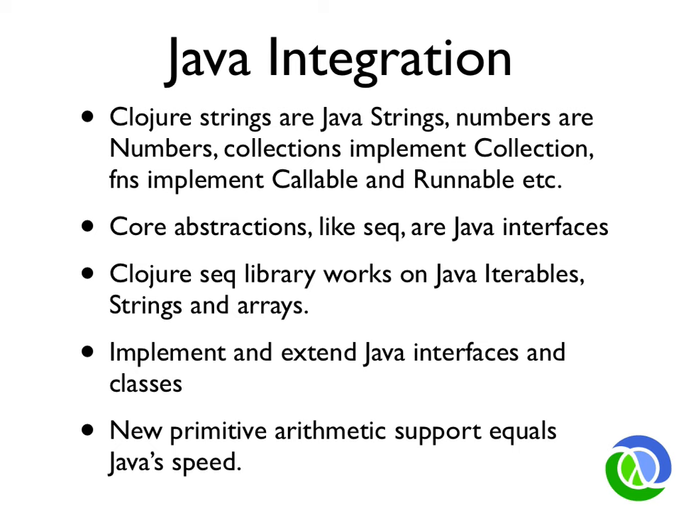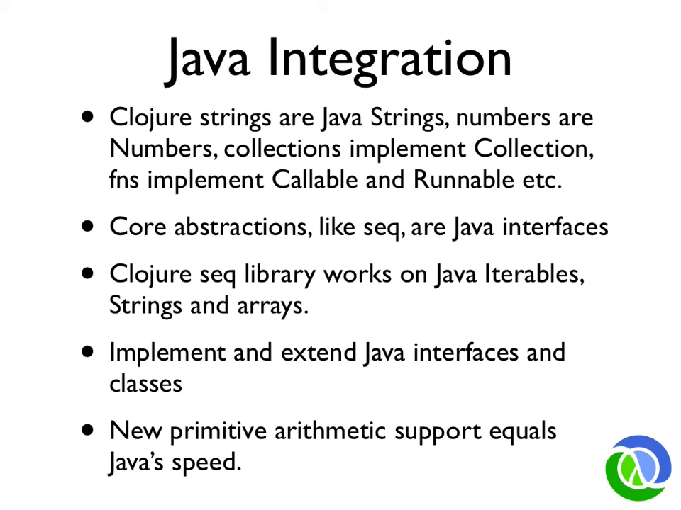At a higher level, the integration with Java is very good. I said before, Clojure strings are Java strings. The numbers are big N numbers. The collections all implement Collection. The collection library in Java is particularly good. And one of the nice things about it is that they defined as optional all of the non-read-only functions of the collection interface. So Clojure implements the read-only part of the collection interface, which it can implement, but it can't implement the mutating operations because its data structures are immutable.